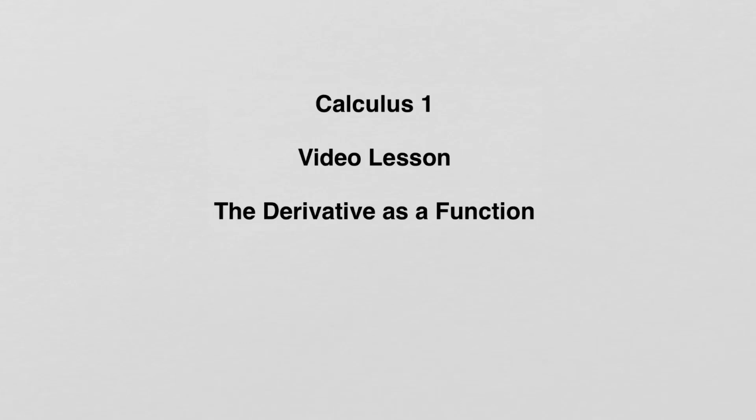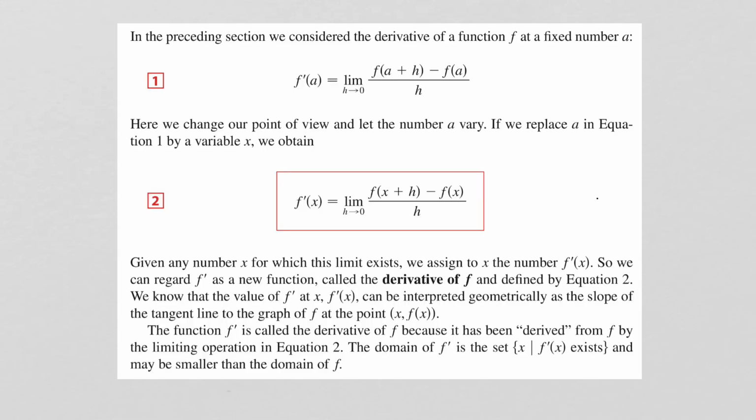The derivative as a function. So in the preceding section, we considered the derivative of a function at a fixed number a, and we called this f prime of a. And that definition was the limit as h goes to 0, f of a plus h minus f of a, all divided by h.